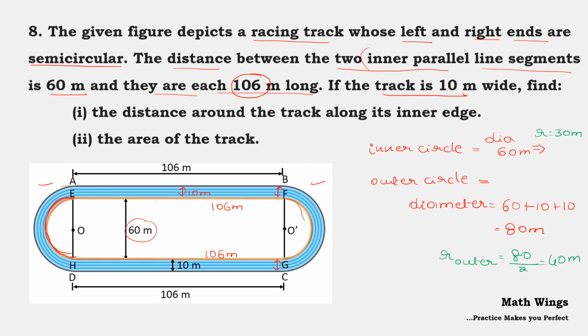Let us see what is the question asked. The question asked here is the distance around the track along its inner edge. So what do you have to find? You have to find the perimeter here using the inner edge, right? So we have to consider the semicircle on the left hand side, semicircle on the right hand side, as well as the length of EF and HG. Or we can also say the perimeter of the complete inner circle plus the length of EF and HG. So let us see the first question.